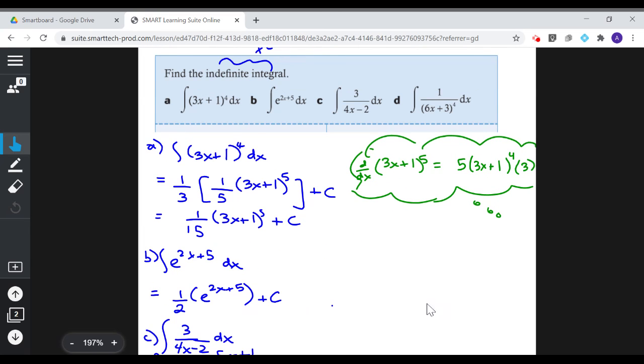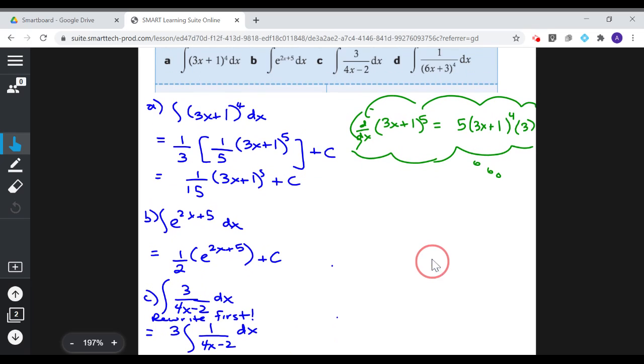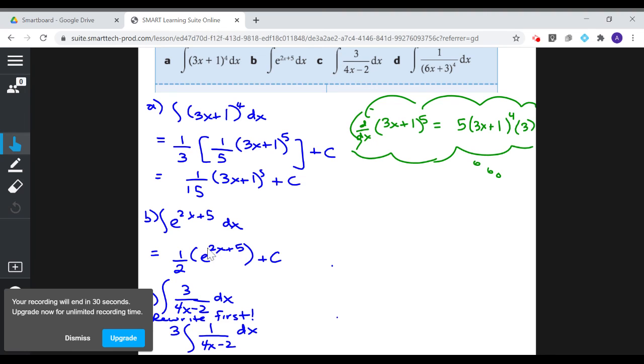Likewise, if I started with the integral of e to the 2x plus 5, following our rule, the integral would be e to the 2x plus 5, but I'd have to divide out this 2, and I would include my plus c.